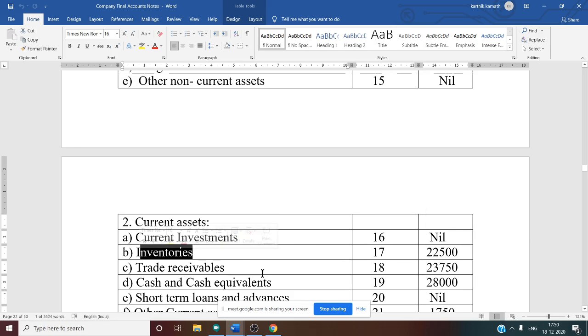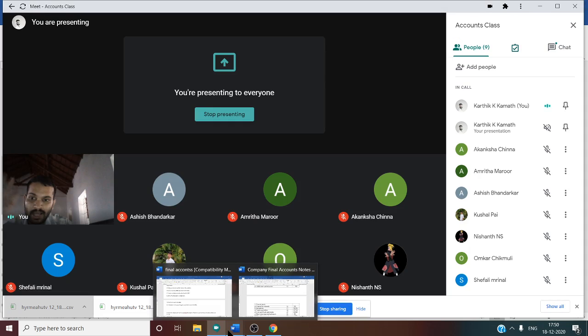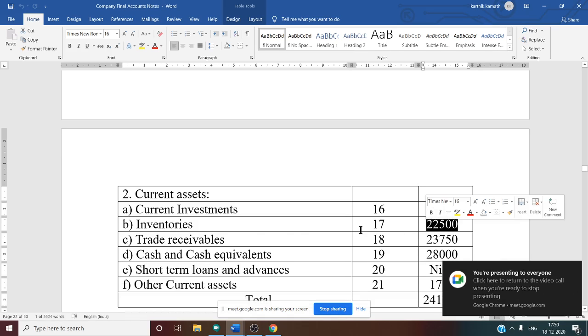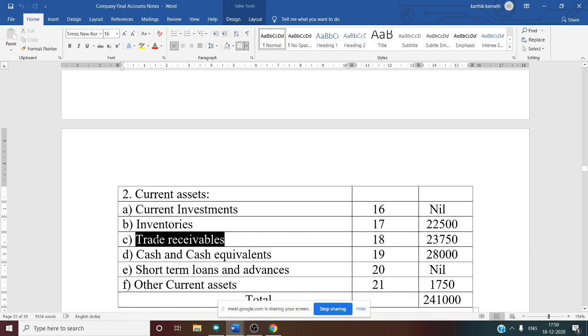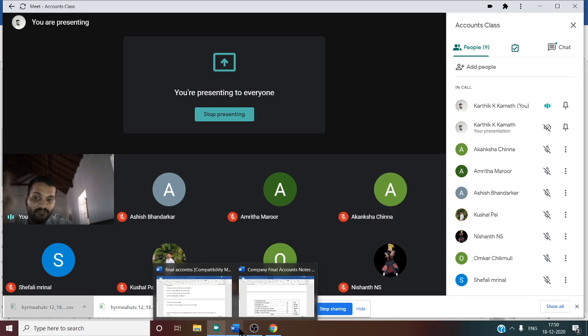Inventory, we want closing stock. Only closing stock, that too, stock original value or market price, whichever is lower. So here, whichever is lower, 25,000 and 22,500, that is 22,500. We have taken. Trade receivable. Trade receivable, there is a debtor 25,000. From that, there is a new RBD that you have to deduct, or less reserve for bad debt or doubtful debt, that you have to deduct. You will get the answer.